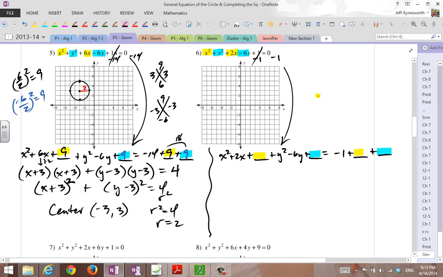All right, so here we go. 2 divided by 2 is 1, squared is 1, so I add 1 to both sides. Negative 6 divided by 2 is negative 3, squared is 9, so I've got to add 9 to both sides. Then I factor.